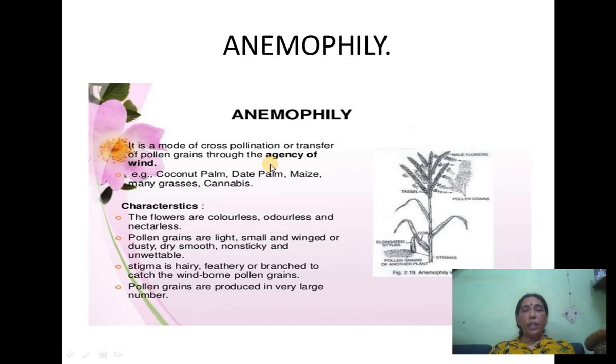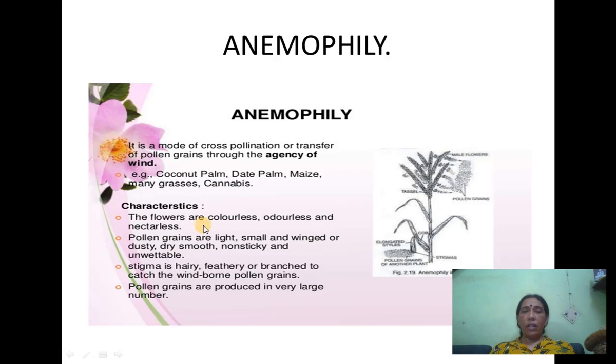Then what is anemophily? It is a mode of cross-pollination or transfer of pollen grains through the agency of wind. Examples in plants: anemophily is observed in coconut palm, date palm, maize, many grasses, and cannabis. Now, what are the characteristic features?